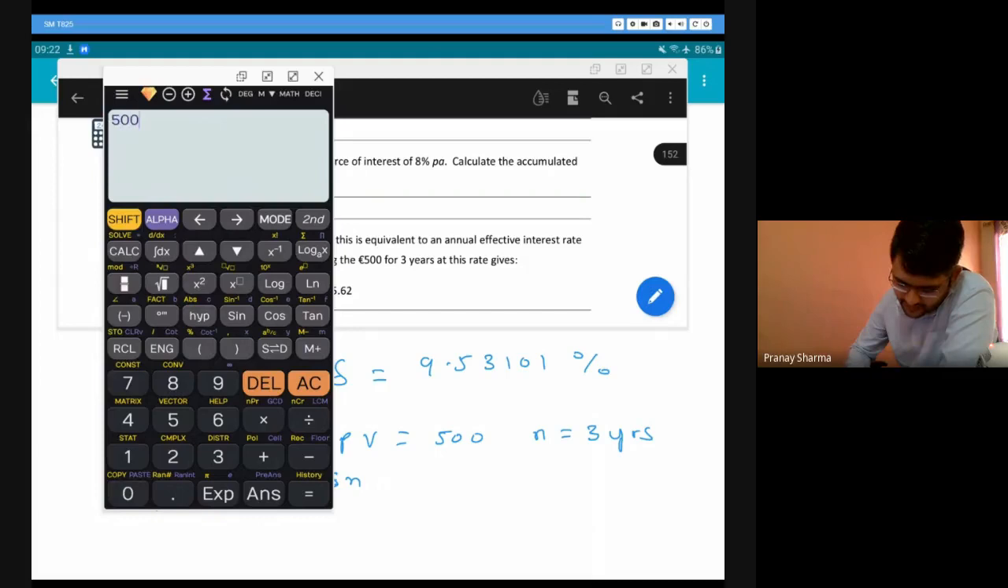So 500 into e. You will see just above our ln there is e, and e raised to box is written in our calculator. That is how we'll be using it. So shift ln will give me e box, e raised to 0.08 into 3 years, and I get 365.624.